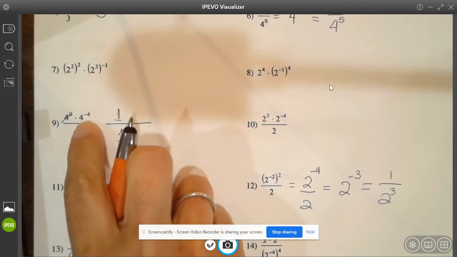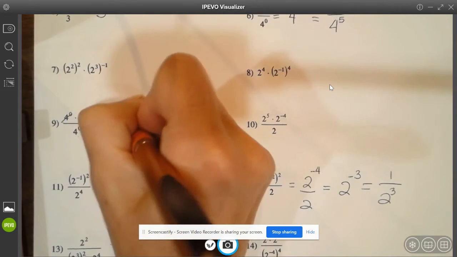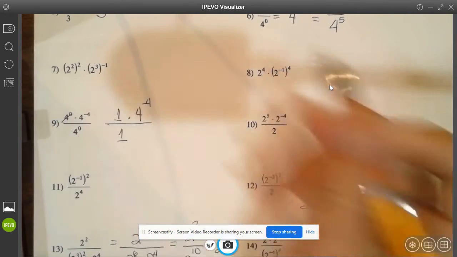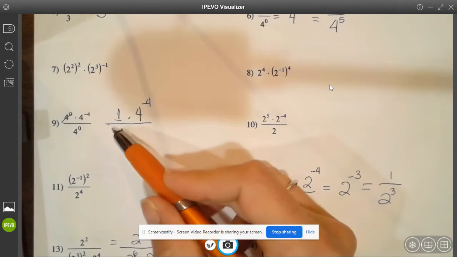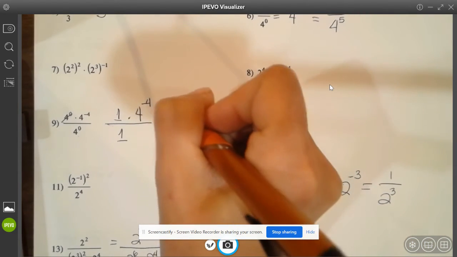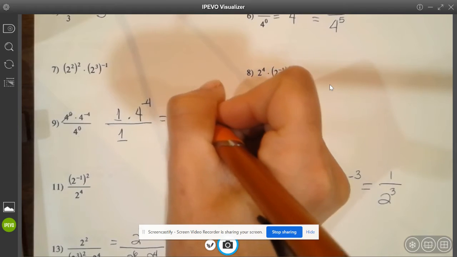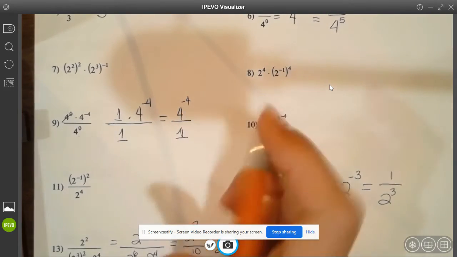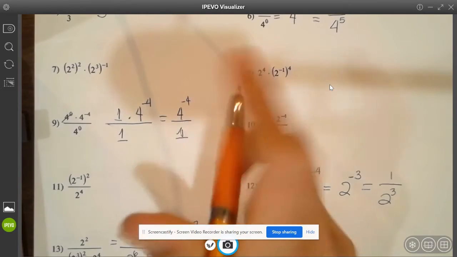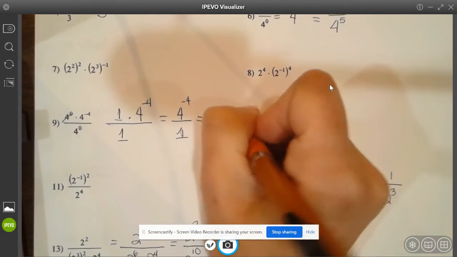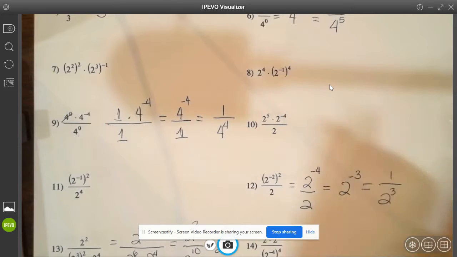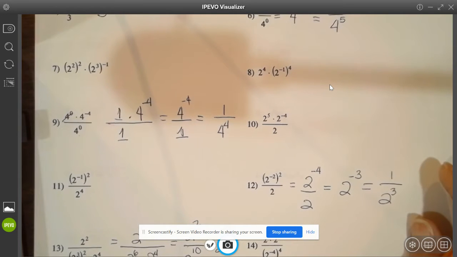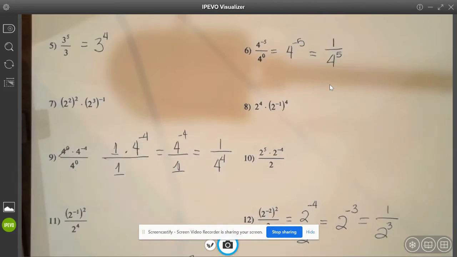But this one doesn't, right? That's 4 to the negative 4. So 1 times 4 to the negative 4 is 4 to the negative 4 over 1, right? Which is 4 to the negative 4. But then you have to flip it, right? Because then it becomes 1 over 4 to the 4th power. Okay. All right, let's do this one.